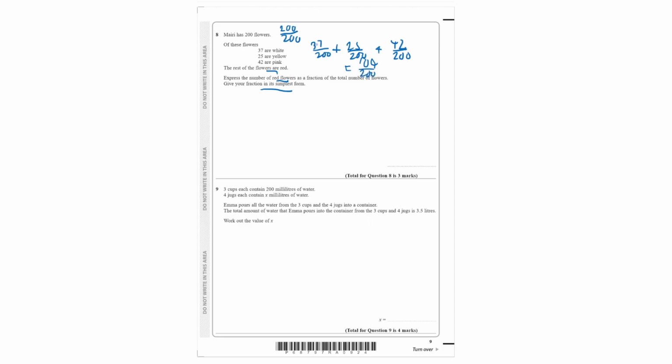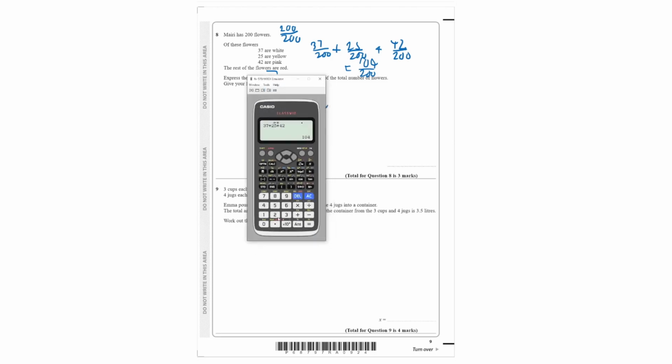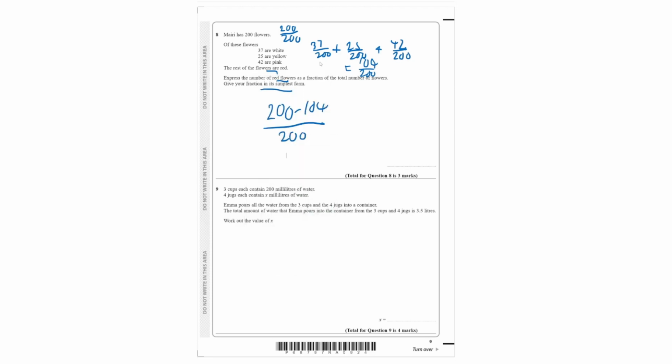And now we can subtract this from the full value. So we have 200 minus 104 over 200. So we can put this into a calculator, which gives us 200 minus 104, which is 96, divided by 200, which simplifies to 12 over 25. So we write here 12 over 25.